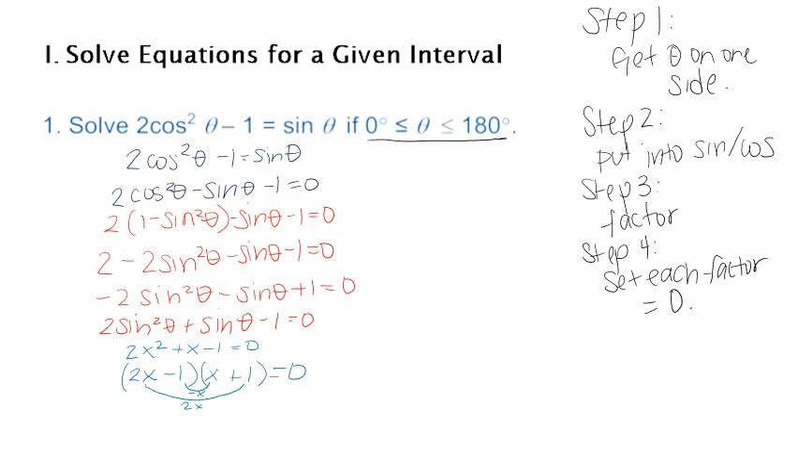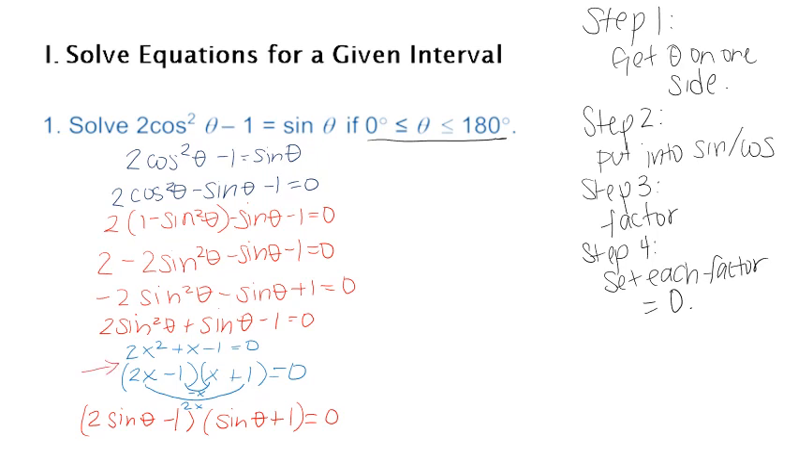Remember, factoring never goes away. So for my factorization here, I'm going to replace the x with the sine. So I'd have 2 times the sine of theta minus 1 times the sine of theta plus 1 equals 0. Again, this stuff in the blue here is just an extra strategy.